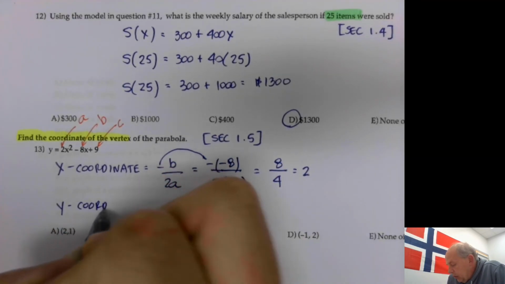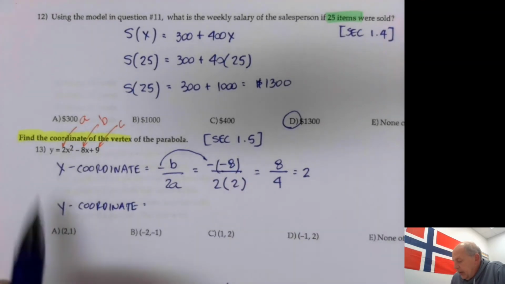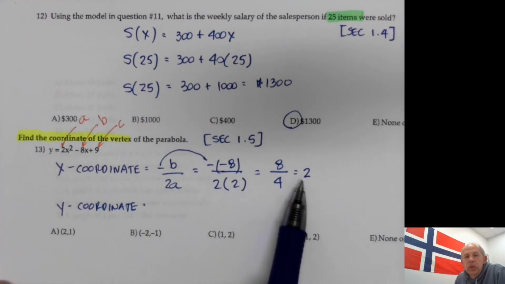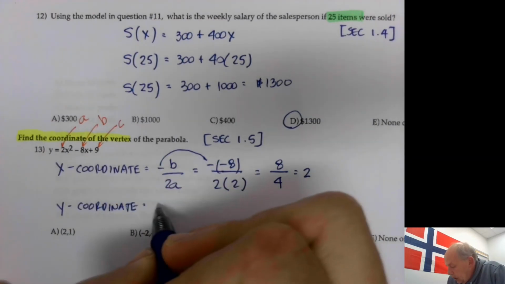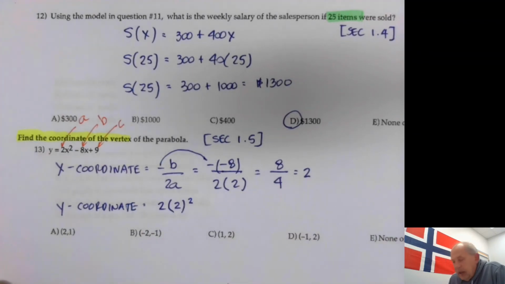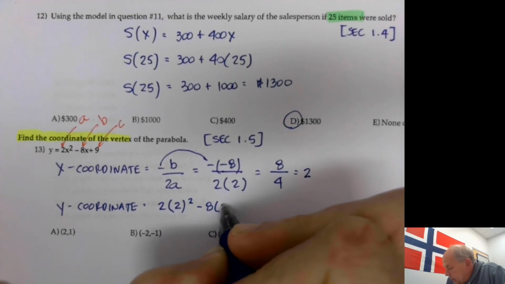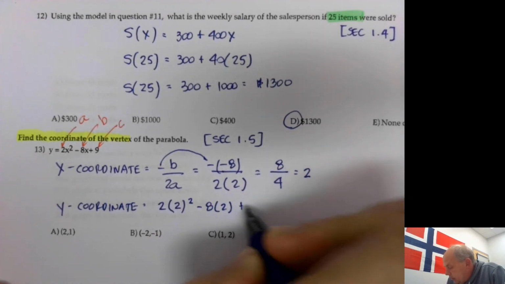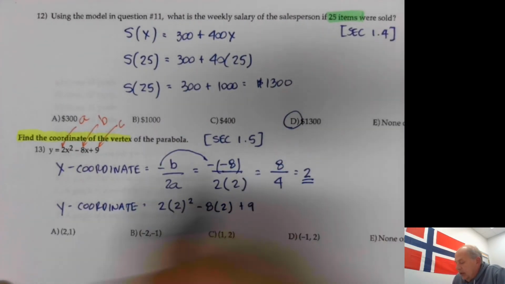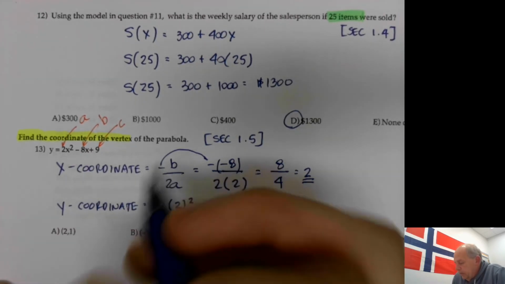Finish this problem off. My y coordinate. I have my model, and wherever I have an x, I'm going to plug in a 2. So I have 2 times 2 squared minus 8 times 2 plus 9. This 2 gets plugged into the model to find my y coordinate.